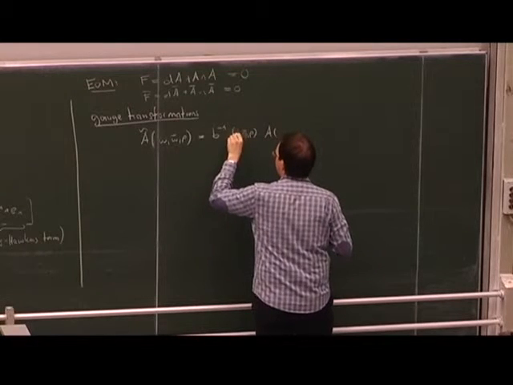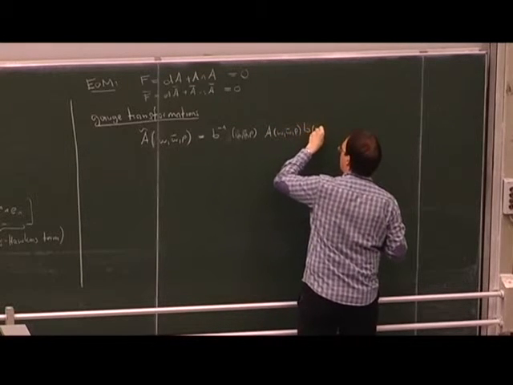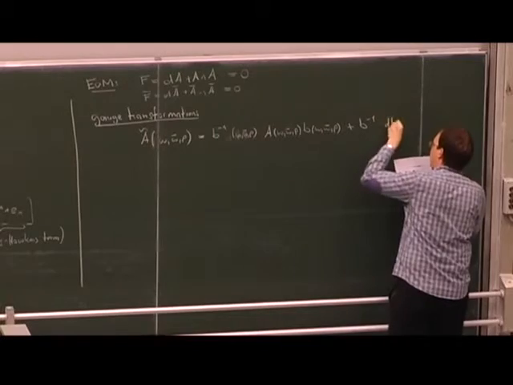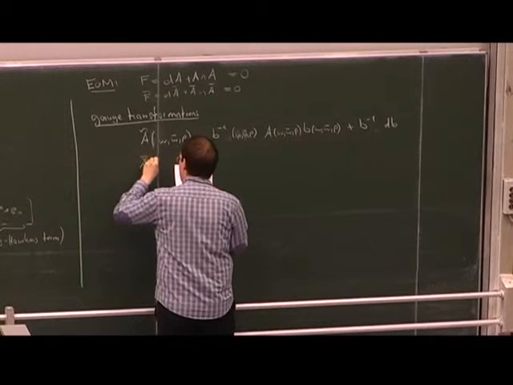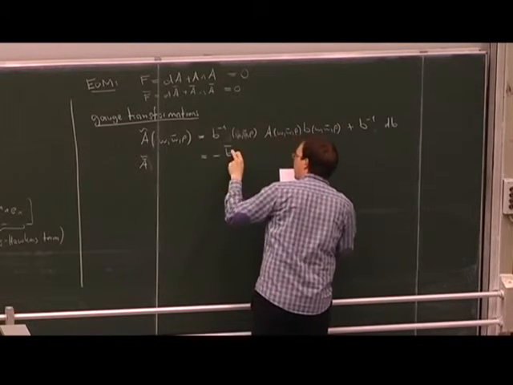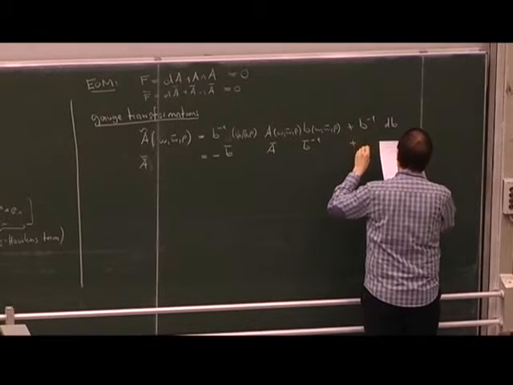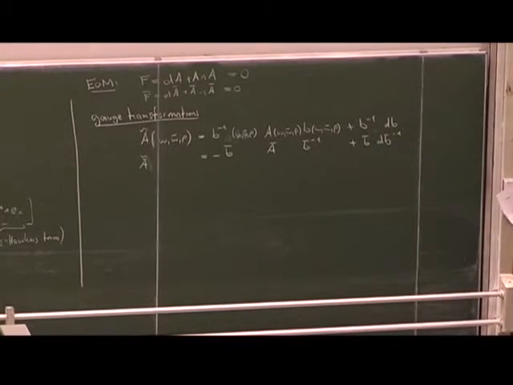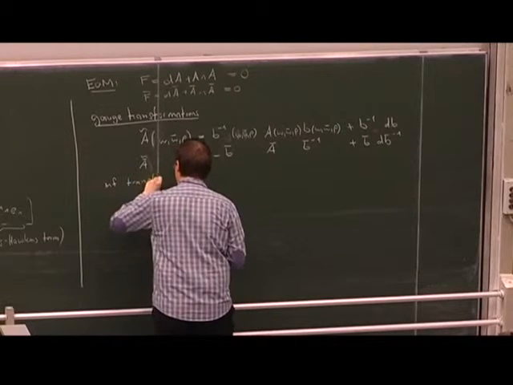Here I ignore the arguments. And we can do the same for A bar. Just for later convenience, I choose a different sign convention. B bar is not the complex conjugate. And you can also do it for infinitesimal transformations. I need them later, so that's why I write them down.